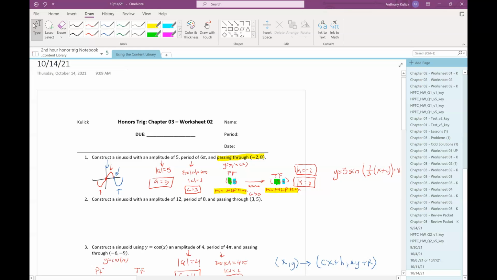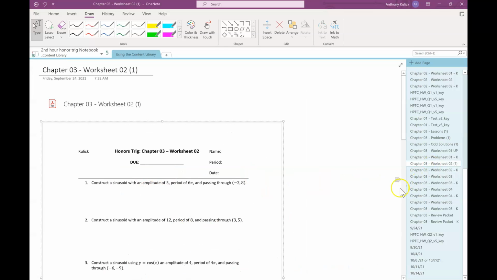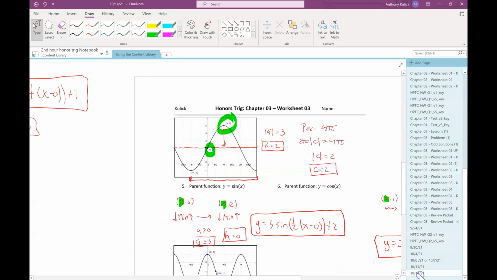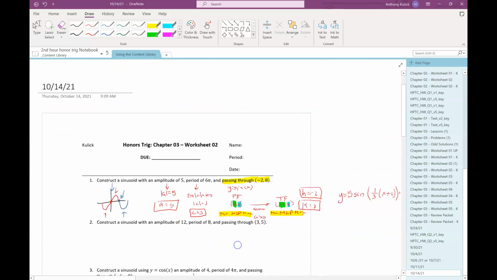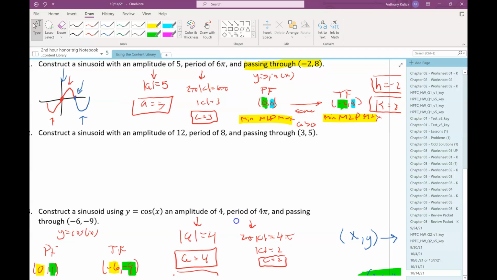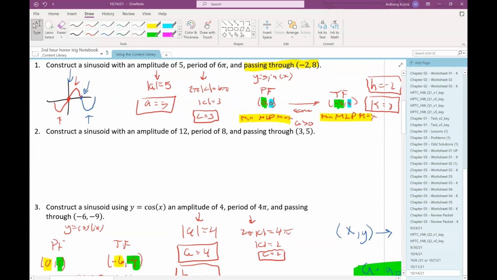Megan, I was just going to ask something. Of course, no problem. Allie. So, just a quick question. On worksheet 2, for number 2, when you're trying to get to the transform function, in your key it goes from 0, 1 and 0, 12 and then to 3, 5. Where does that 0, 12 come from?